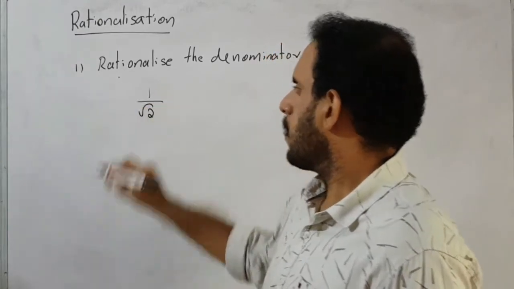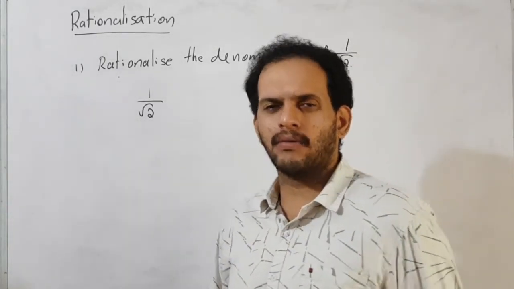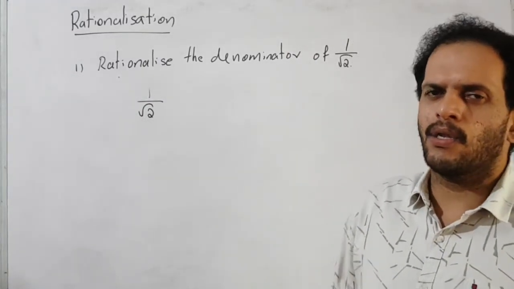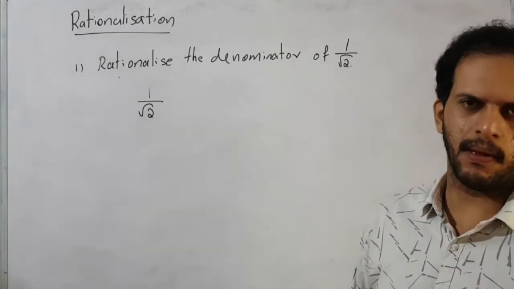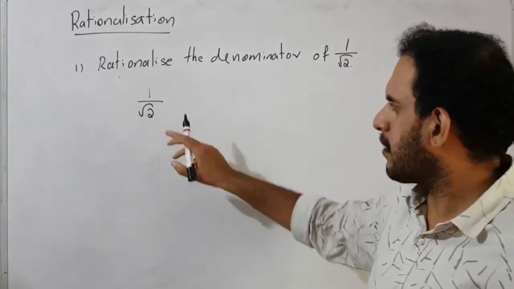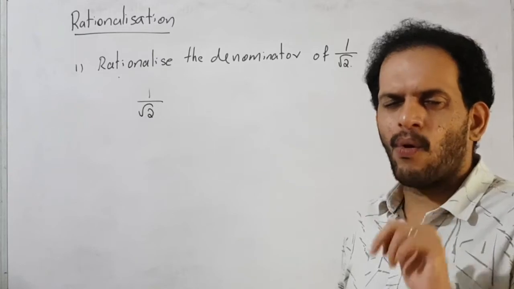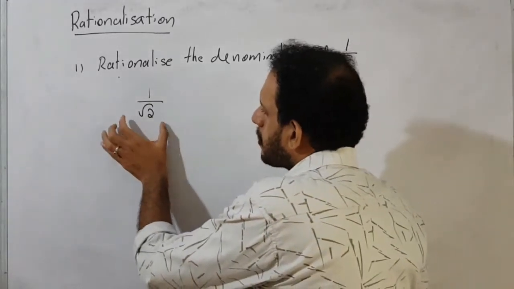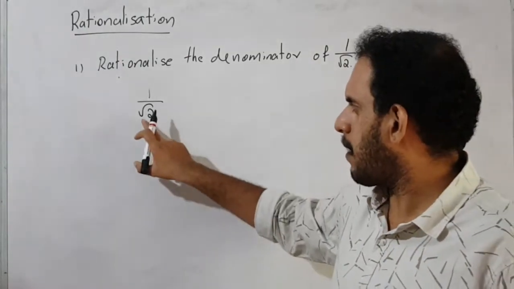1 by root 2. To make the irrational number root 2 a rational number, we need to eliminate the radical symbol, correct? We know that to remove the radical symbol, we need to square it. We know that root a whole square is equal to a. So if we make this in the form of root 2 whole square, then it is possible to eliminate the radical symbol, correct?